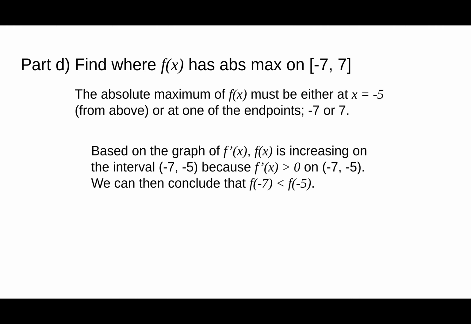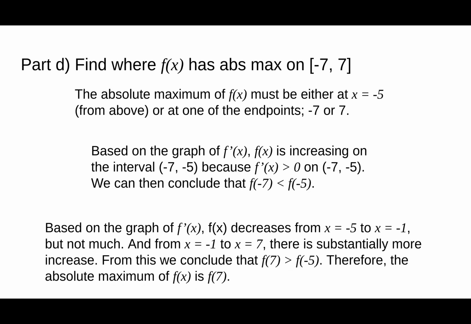Based on the graph of f prime of x, f of x is increasing on the interval from -7 to -5. Because f prime of x is positive on that interval, we can conclude that f of -7 is less than f of -5. Because f is increasing on that interval and -7 is less than -5, by definition, f of -7 must be less than f of -5. That's the definition of increasing.